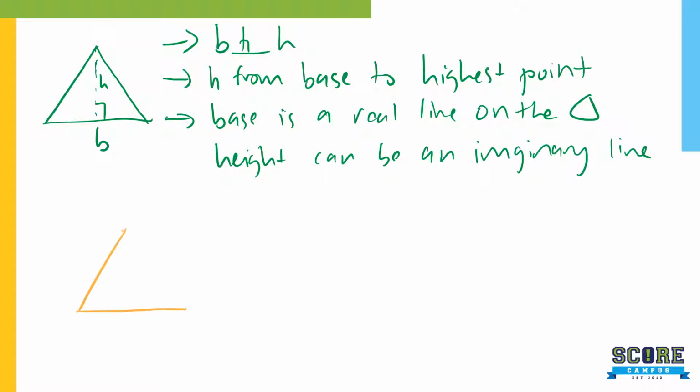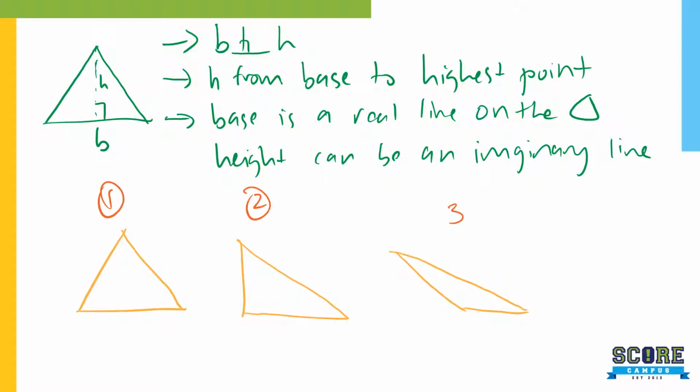You have this one, which is the same as I drew above. You have this one over here, very easy, and then you have this kind of triangles. Essentially, there are three types of triangles. Okay, now triangle 1, triangle 2, triangle 3. Okay, as following my three tips over here, the base must be perpendicular to the height. The height must be from the base to the highest point, and the base is a real line on the triangle, whereas for the height it can be an imaginary line.